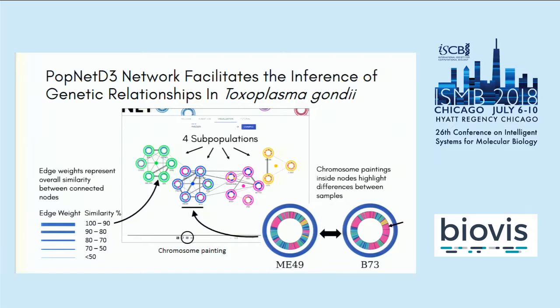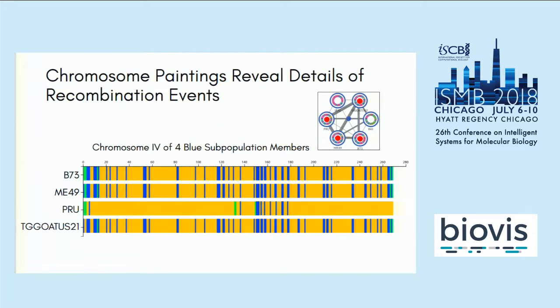And so the network here gives you an overview of this chromosome painting, but you can also access the detailed version by selecting a particular chromosome and clicking this button on the network visualizer. And I'm going to give an example of this on the next slide using chromosome 4, which is this yellow region over here. So this is chromosome 4 of 4 of the blue subpopulation members, B73, ME49 from the previous slide, as well as PRU and GOAT US21, which are these 2.